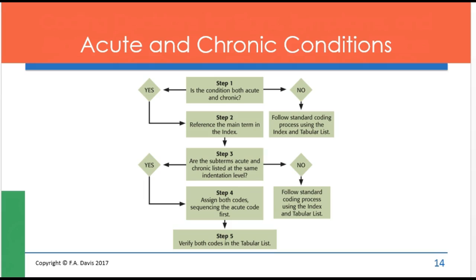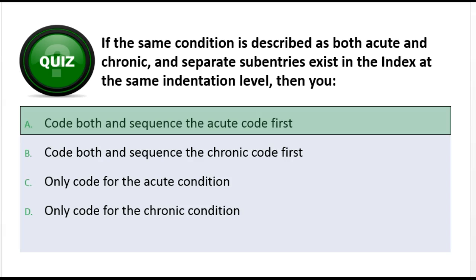Okay, so that would be acute when you have both acute and chronic, because they have the chronic condition, but they're going to be there because of the acute exacerbation or flare-up. Okay. All right, so if you have both acute and chronic in the same encounter and they're two separate codes that are the same level in your manual, you're going to sequence your acute code first, followed by your chronic code.